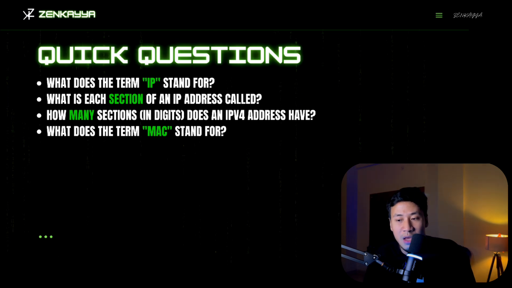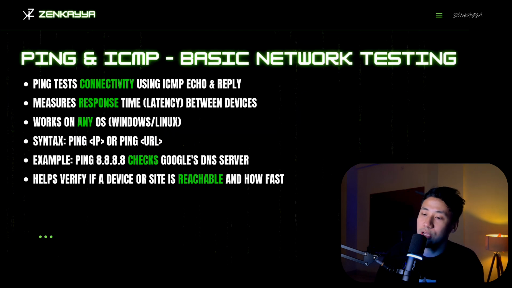Quick question: what does the term IP stand for? It is nothing but Internet Protocol. Next, what is each section of an IP address called? It is called an octet. How many sections does an IPv4 address have? It has 4 sections, right? What does the term MAC stand for? Media Access Control. All right, I hope you are clear with this.